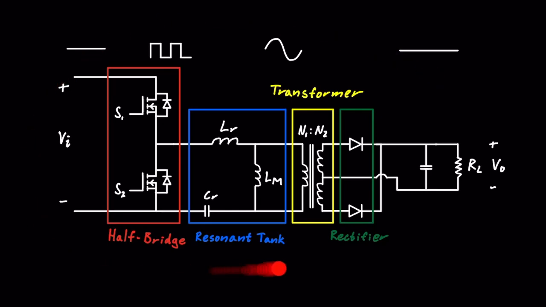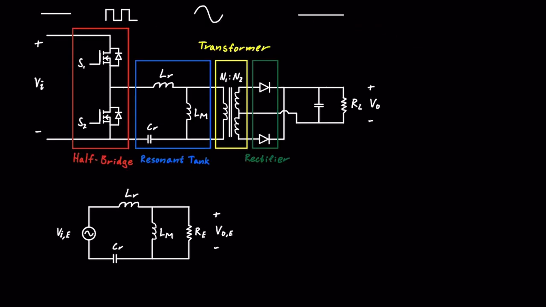This is an LLC converter, and I will show you how to simplify it. We want to simplify the LLC converter because it's not linear, and in order to do an AC analysis, we need a linear circuit. So we will end up with a circuit that looks like this.